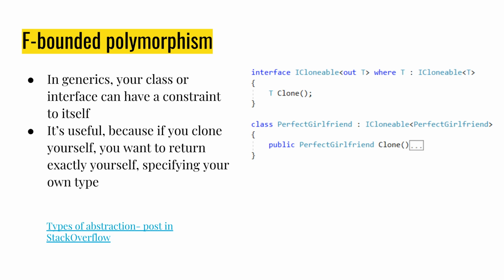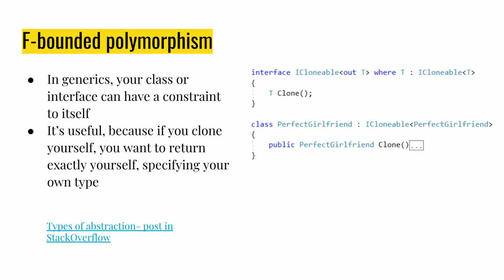So in this case, you have the iClonable interface, and when you clone something, you specify what you clone. By the way, note that we have an out keyword here. Out means that it's covariant type. What that means is that it is fully replaceable by the child, that it will not cause runtime errors. I'll talk about that in a moment.